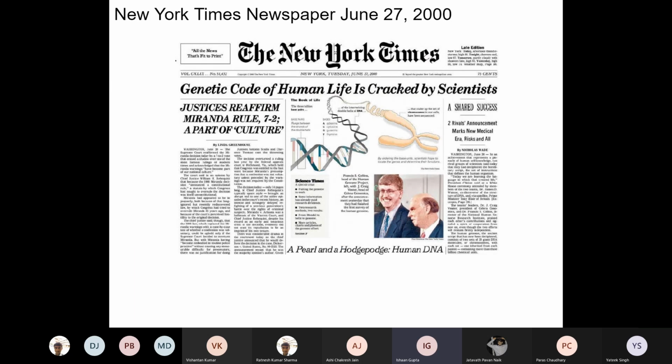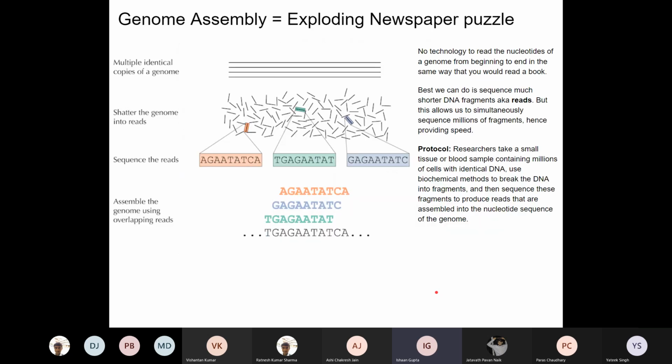And the reason why I showed you was because this is when the Human Genome Project was announced, and this is how the front page looked like. So the genome assembly is essentially equal to the exploding newspaper puzzle, and this is how it looks like.